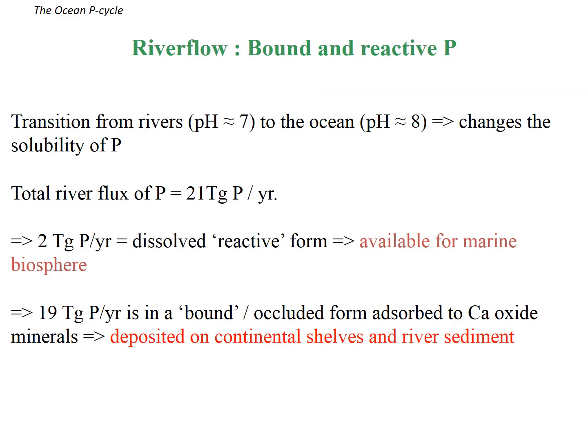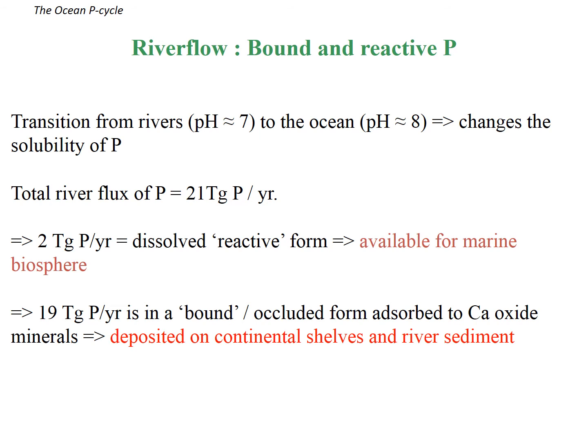So this is going into a little bit of chemistry now. All of that phosphorus coming down the river: the river has a pH of about 7, usually actually a little bit lower than that. But the ocean has a pH of 8, and it has a pH of 8 because it basically has lots of carbonate in it.